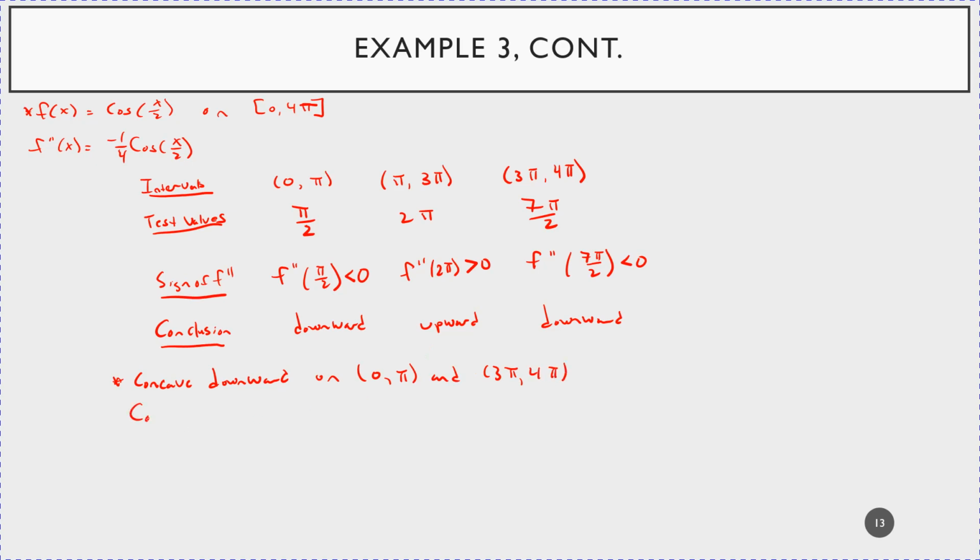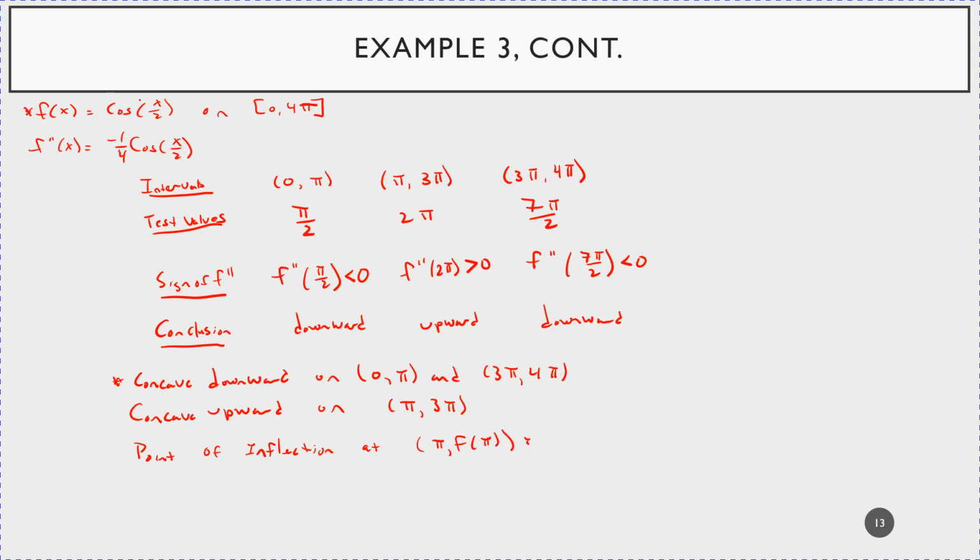And then it's concave upward on this pi to 3 pi. All right, now here's the great thing. It has 2 points of inflection. Look, at pi here, it's changing from concave downward to concave upward. So it has a point of inflection at this pi comma f of pi.